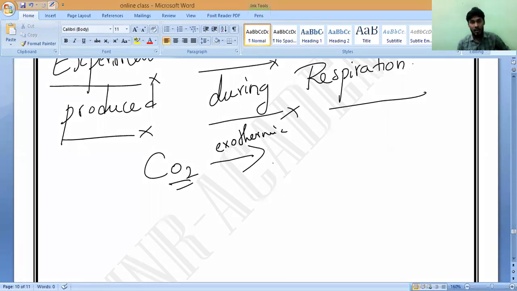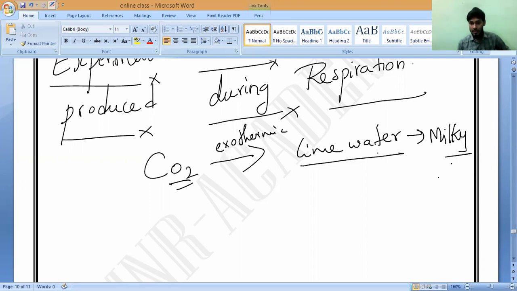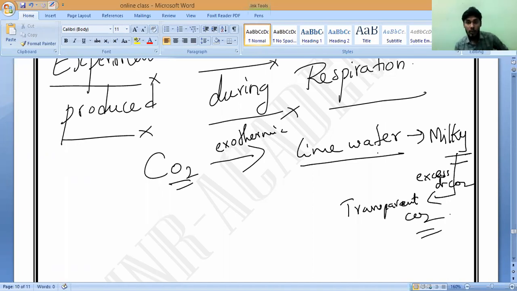Carbon dioxide will pass. What is happening? It is the lime water. You take the lime water and pass the carbon dioxide, which turns it into a milky substance. Again, if you pass an excess amount of carbon dioxide, understanding? Excess amount, it turns colorless again. It will turn into a transparent liquid. Is it yes or no? Yes, sir. So that is the testing method of carbon dioxide.